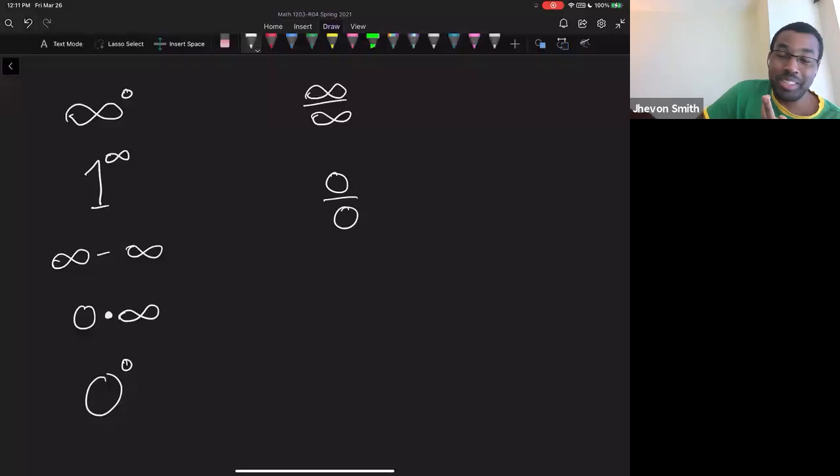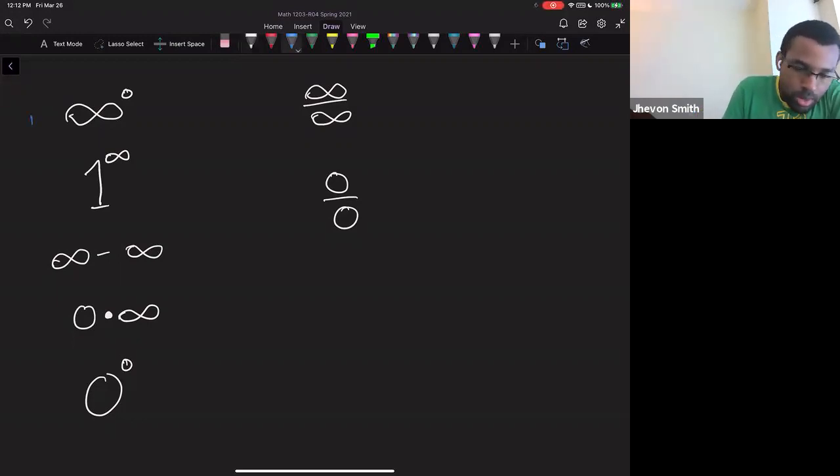Division by 0 isn't a thing. And if the numerator is 0, you feel like the answer should be 0. But if the denominator is 0, it's illegal. If I write down division by 0, Jhevon's going to kill me, right? He's going to deduct all the points. So these are the indeterminate forms.